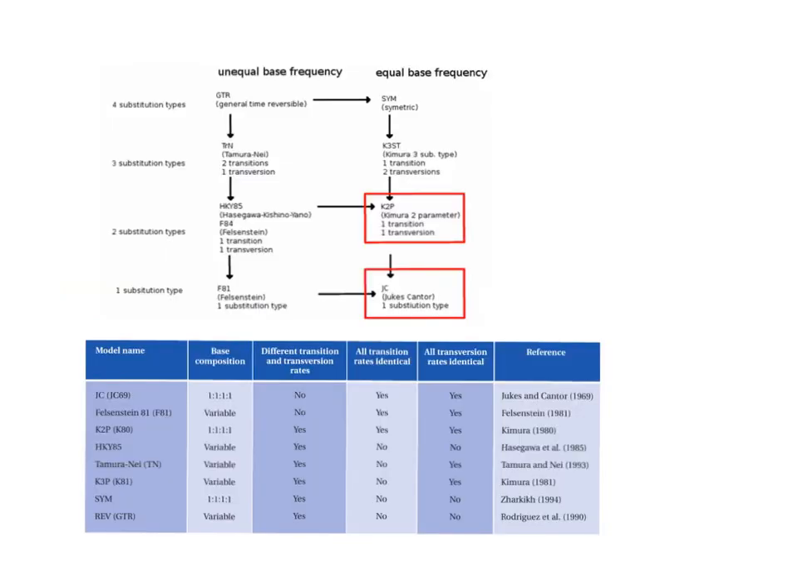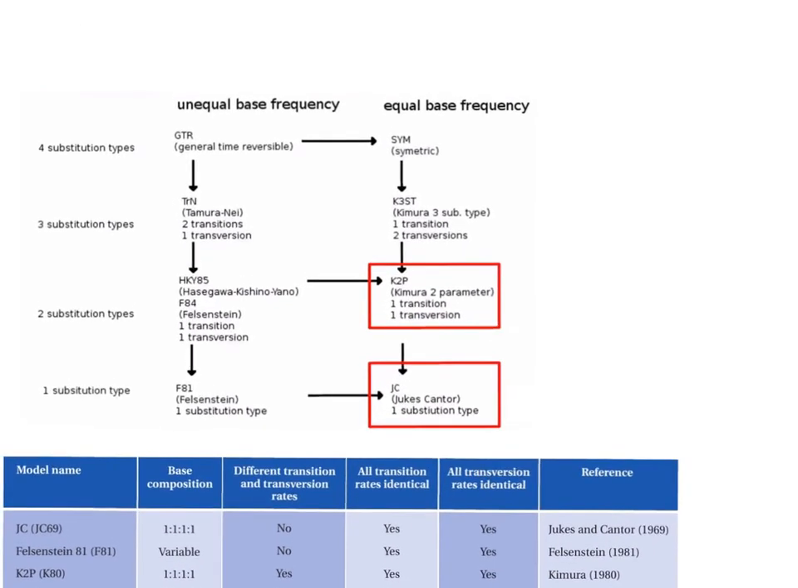And that's what this slide is for. Up here, remember before I was saying what if you have 60% GC content? Well, the 2 columns here: equal base frequency means you have a 50% GC content, and unequal means you have not 50%.